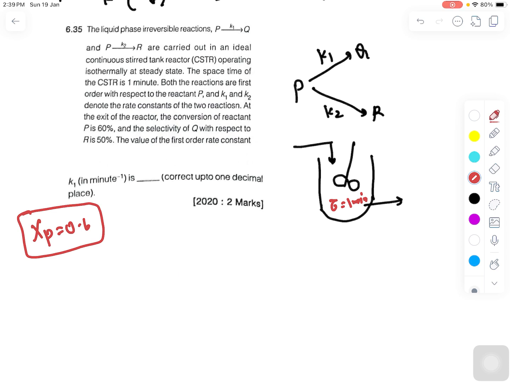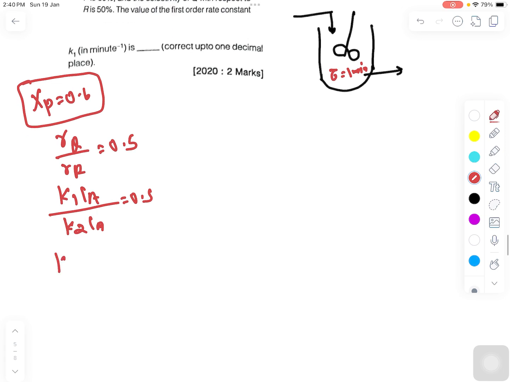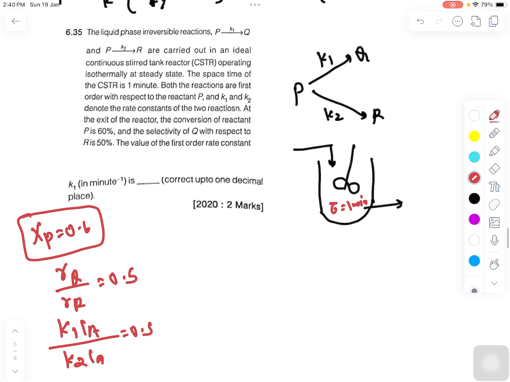and the selectivity of Q with respect to R is 50%. So selectivity of Q with respect to R, so RQ divided by RR, that is given as 0.5. So RQ is K1Ca, and RR is K2Ca, that is equal to 0.5. So from here you can calculate the value of K1 divided by K2, that is half. So K2 is equal to 2K1, right? So you got one equation, let's say. The second equation is the conversion. So conversion XP is equal to 0.60, right?